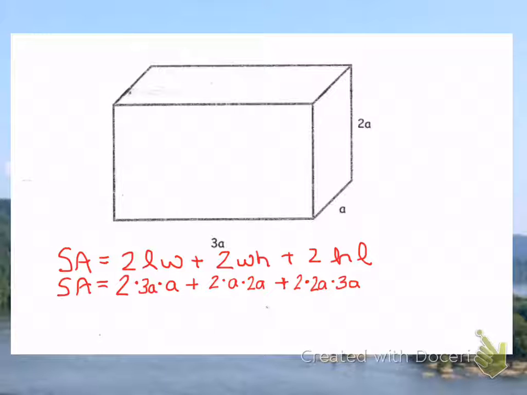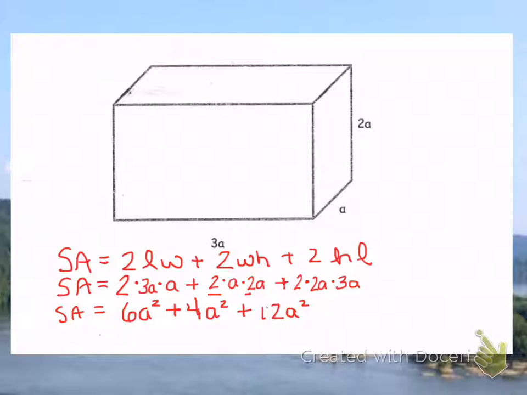Now we want to simplify each of our addends. So we would get the surface area is equal to, and 2 times 3, we multiply our coefficients first, and that's going to give us 6, and then we have the same base there, A squared, plus 2 times 2 gives us 4, and we have 2 factors of A again, A squared, plus, and here we have 2 times 2 times 3, so that gives us 12, and A times A is A squared.